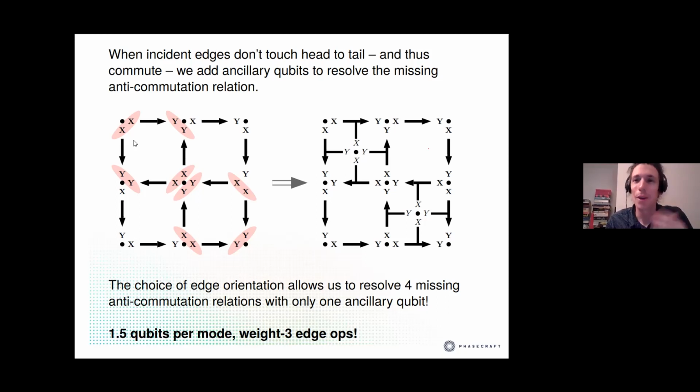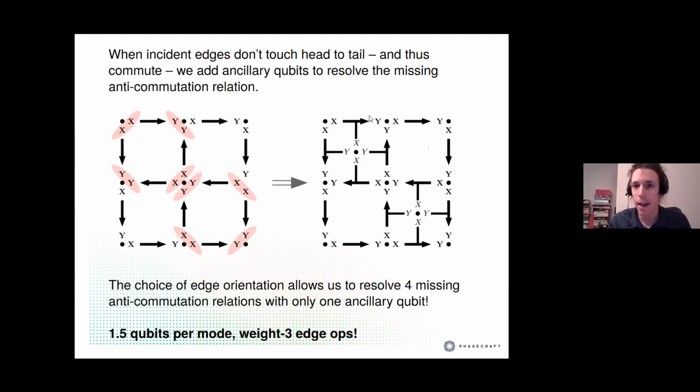Okay, so we need to resolve this problem, and the way we resolve it, so you can see here, right, these red parts here, there's four problems right there. So the way we resolve this problem is we introduce additional qubits, and we have our edge operators act on those additional qubits in a way which resolves the missing anti-commutation relations, right?